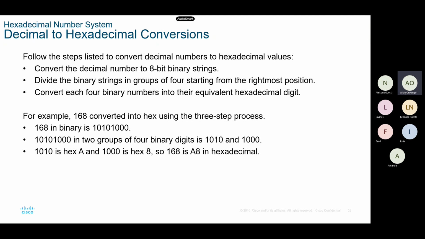If IPv4 has 4.3 billion, do you know how many IPv6 addresses there are? IPv6 has over 340 undecillion. What is undecillion? Oh my God. A billion is a number with nine zeros, and a decillion is a number with 36 zeros.